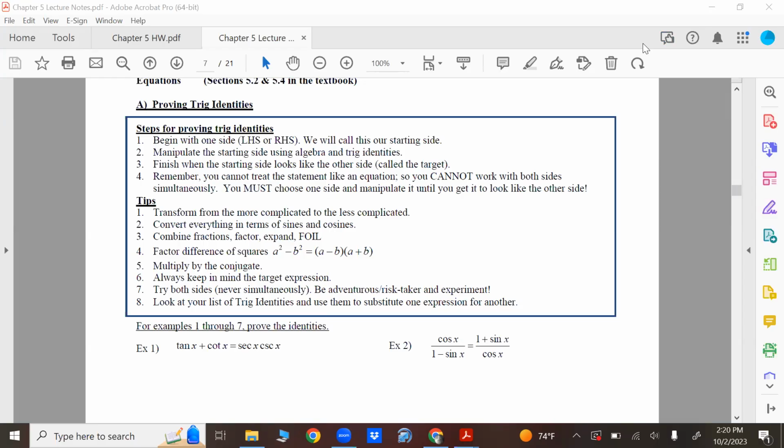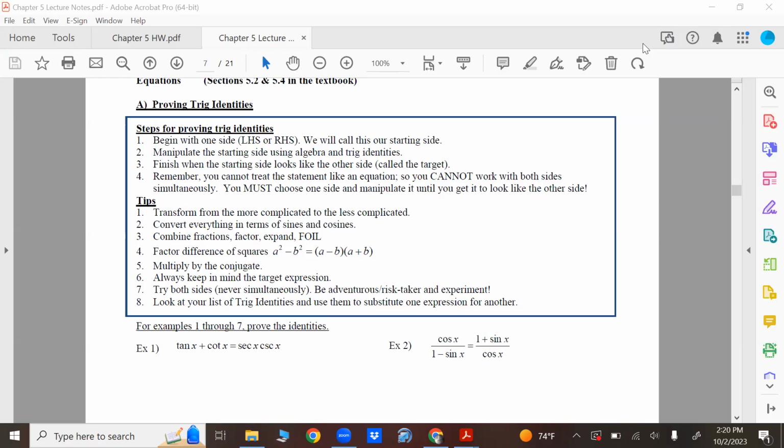And so some tips: transform the more complicated side into the less complicated, and convert everything in terms of sine and cosine. Consider some algebraic skills like factoring, fractions, combining fractions, expanding, foiling, maybe conjugates, perhaps difference of squares. Always keep in mind that the goal is the target expression. So think about what you have to do to the side you're working on to make it look like the target expression, right?